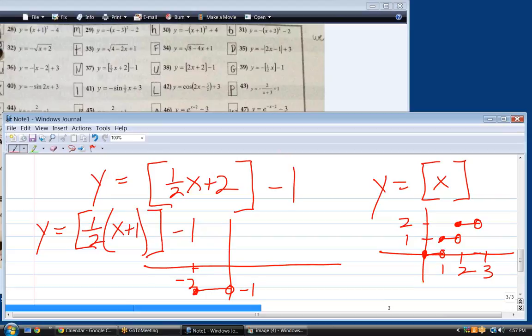All right. See what I did? Okay. Now we have a shift of only 1 to the left. Okay. We have a horizontal expansion by a factor of 2. Okay. And we have a shift down of 1. Okay.